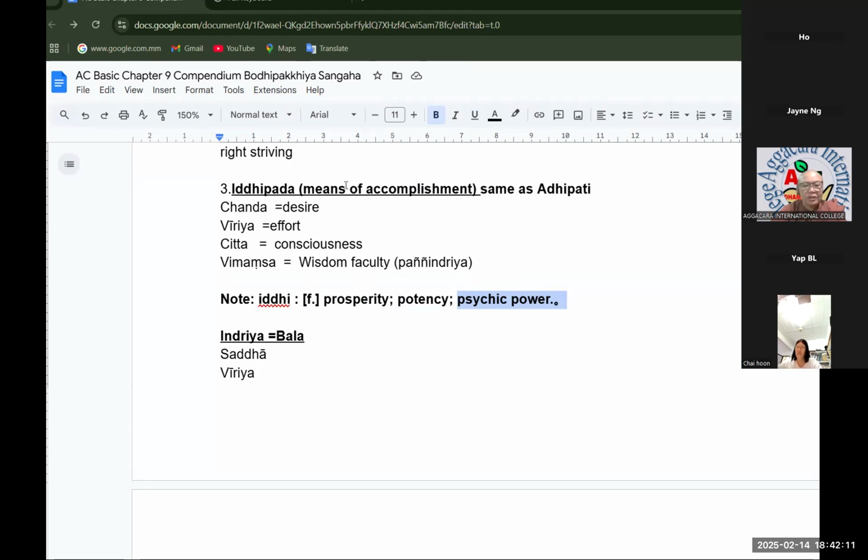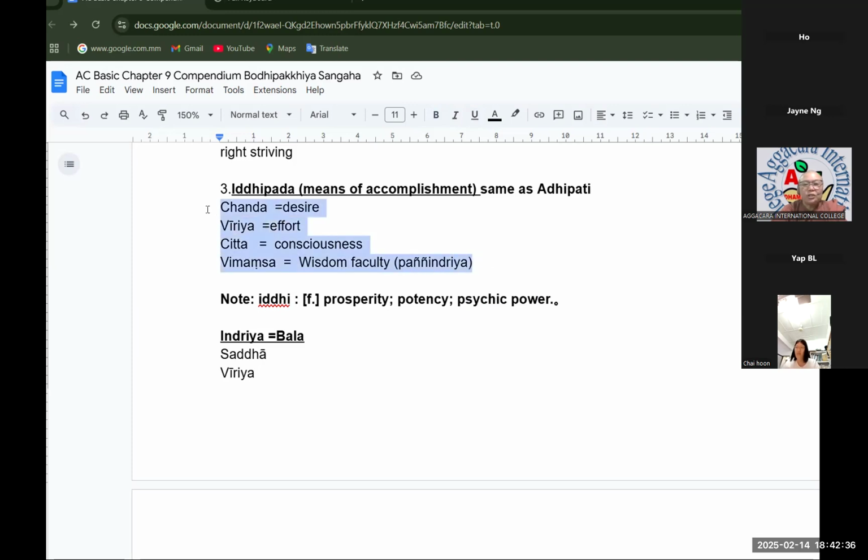And pada is translated as means. Sometimes the word pada also has various meanings. So iddhipada is better. We just remember iddhipada, because there are really various different translations of iddhi and pada. But the ultimate sense is just adhipati, all right? Adhipati we already saw before: predominance, chanda, viriya, chitta, vimansa.